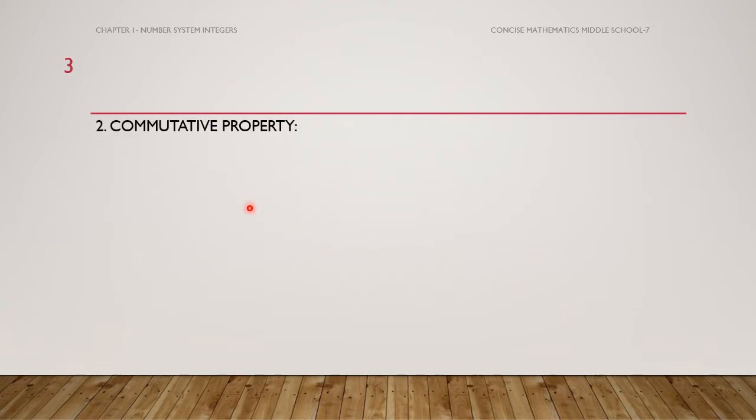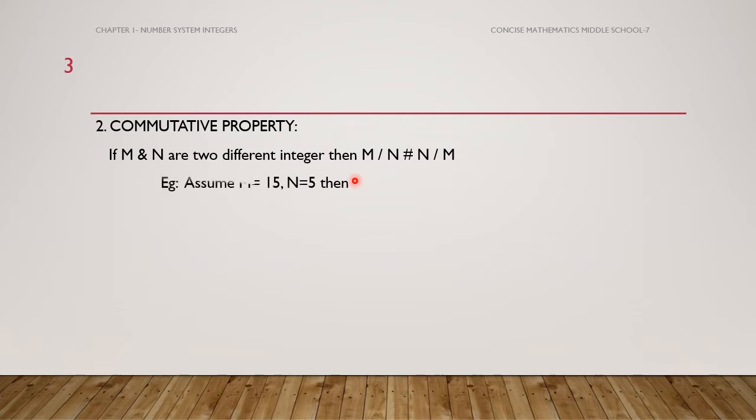Let's move on to the second, that is commutative property. So even here, let's consider m and n are two different integers, and here is the condition. m divided by n is not equal to n divided by m. In multiplication, it is equal. We have already proved that it is equal, but in division, we cannot satisfy both of them. Let's see with the example.